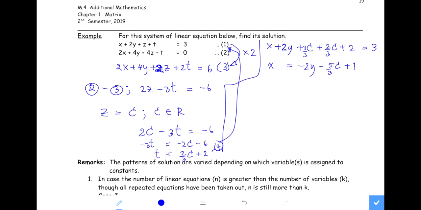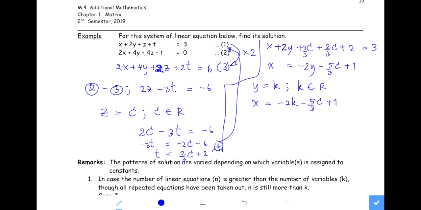Okay, next one. I still have two variables, so I have to assume again. Let y equal, let's say, k, where k can be any real number. Then I'm going to have x equal to -2k minus 5/3 c plus 1. Something like this.